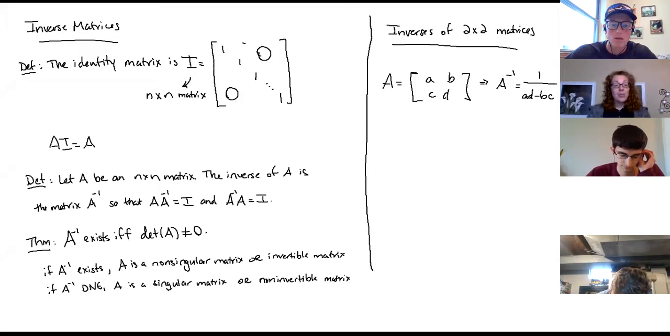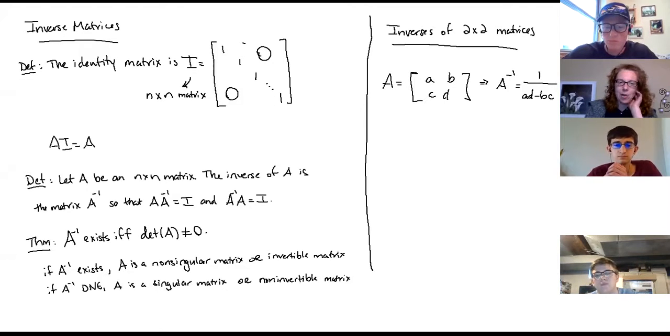Finding inverses of bigger matrices is not so easy, and this is something that we spend time on in linear algebra. There are processes, there are methods to do it, but there isn't a nice formula. There's not a nice formula that you can have like this one to find the inverse of a 3x3 or a 4x4 matrix. You can totally do it. There's just no nice formula. So, okay, just a couple other things here.